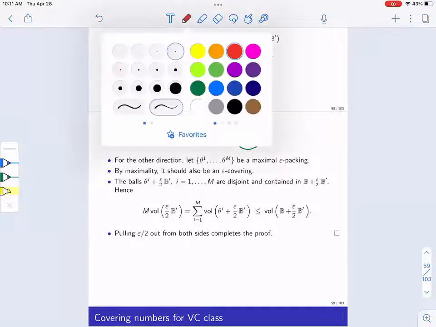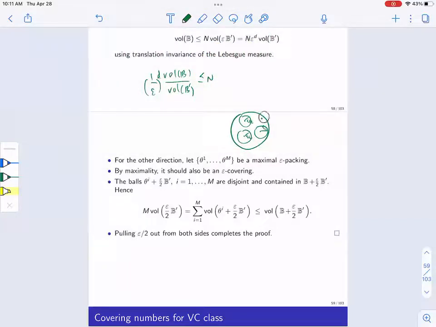There could be some part of it outside. The center has to be inside, but some part of the ball is outside. It's like half of it can be outside because of the center. So if you think a little bit about this, it's going to be contained if I increase this by adding, basically, so this is B, this is B plus epsilon over 2 times B prime. This is the Minkowski sum. This is the set of all points that can be written as a point in B plus epsilon over 2 times a point in B prime. So these balls are contained in that.